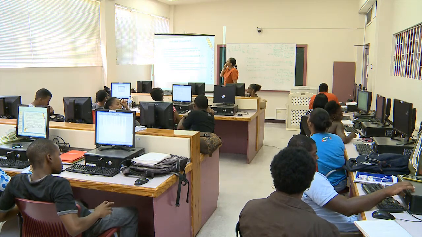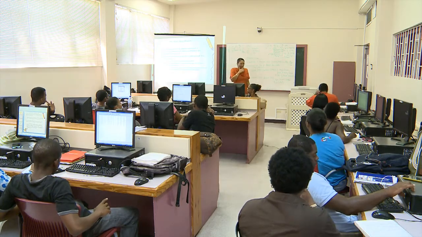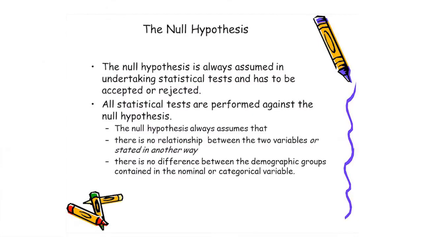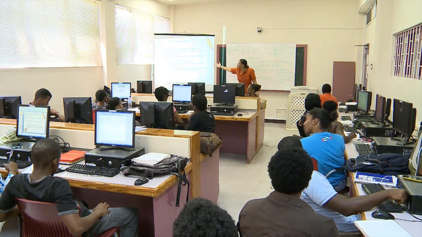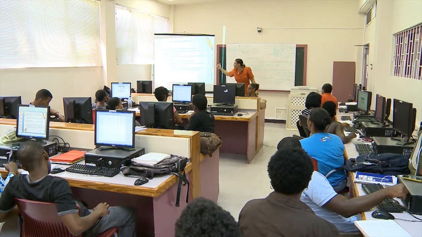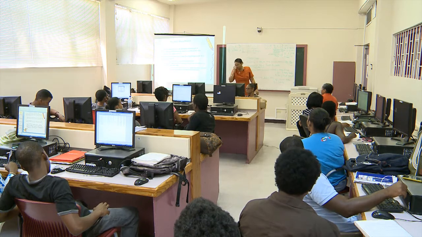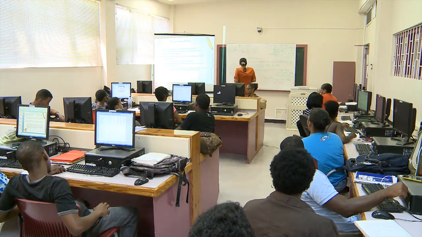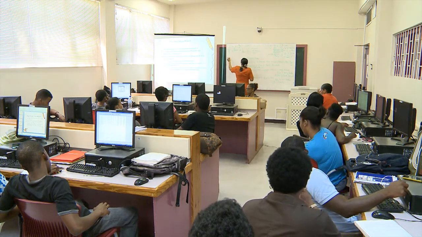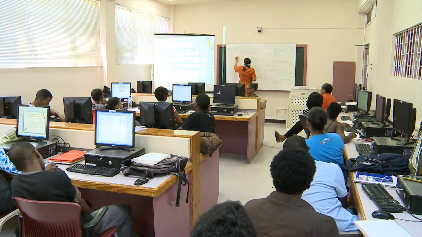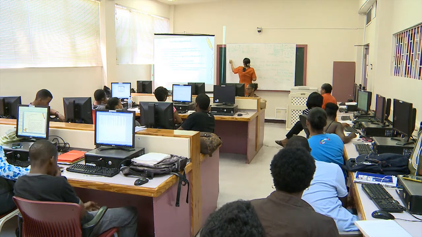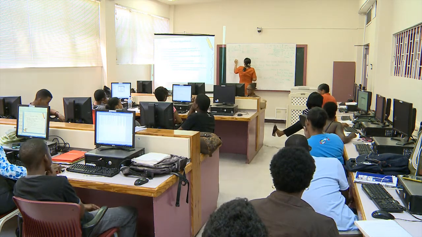And what does this null hypothesis say? You can look at it in two ways. Whatever sits with you mentally, I want you to assume. It says there's no relationship between the two variables, or there's no difference between the demographic groups. What does that mean in reality? The null hypothesis will always say, let's look at gender and awareness of mortgage plan.